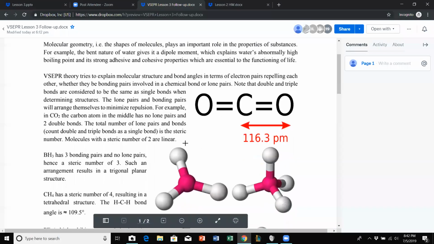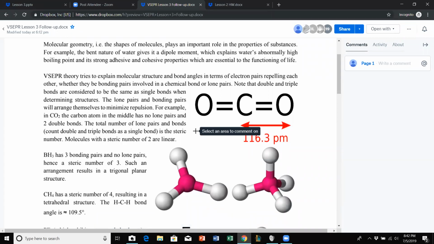So how do we explain this molecular geometry? Basically the idea is that electron pairs will repel each other. All of the bonds repel each other and the lone pairs all repel each other. So they want to position themselves in a way that minimizes this repulsion. In VSEPR theory, double bonds are considered to be the same as single bonds, and triple bonds are the same as single bonds. So we can ignore those.